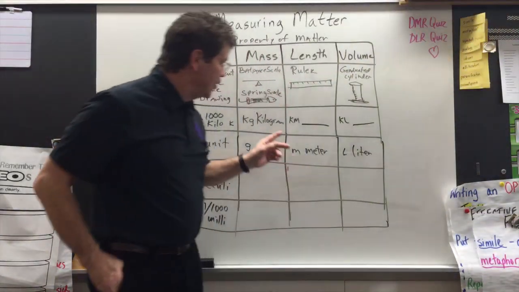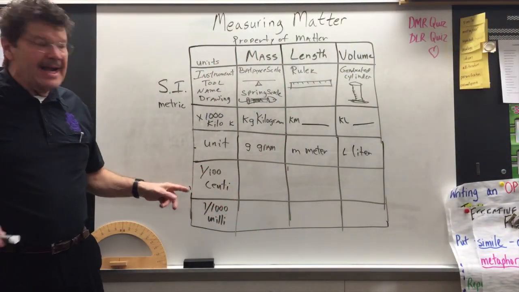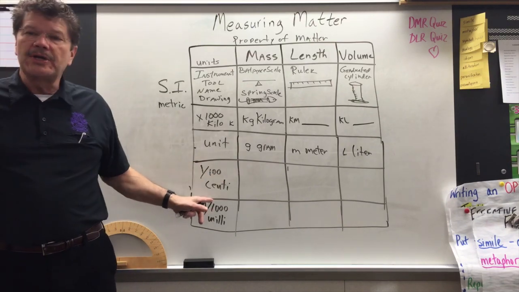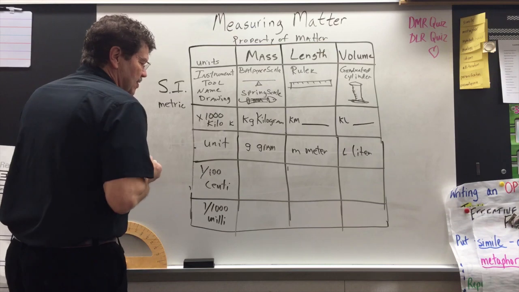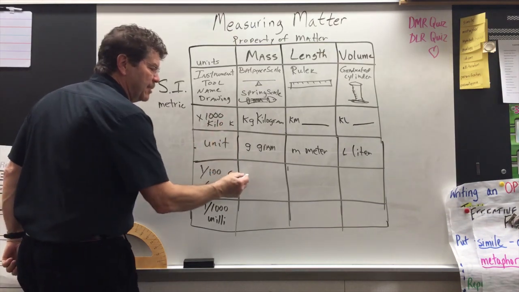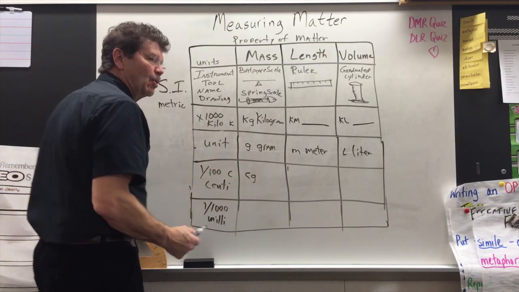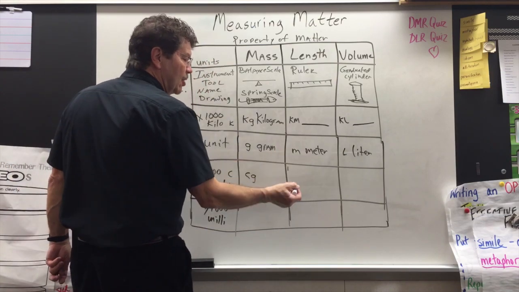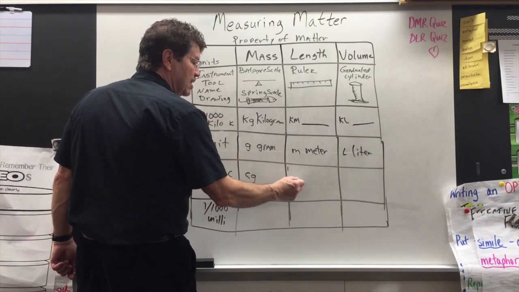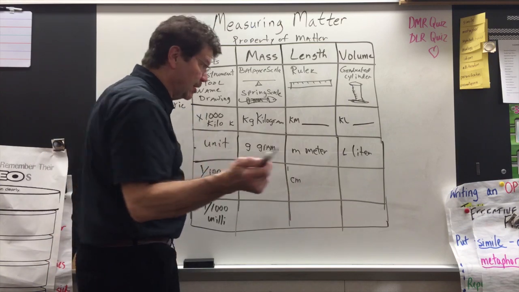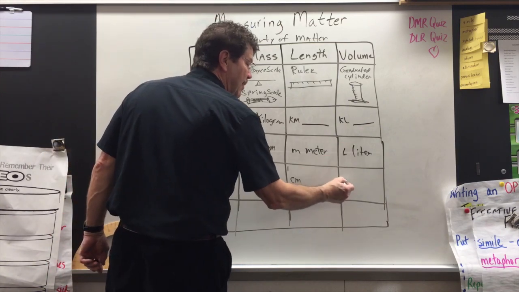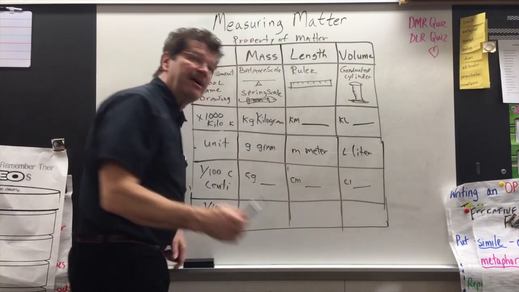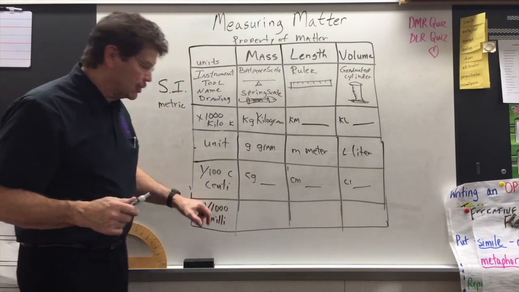So if we divide something by 100, we call it centi, which is C. So tell me this. You take a gram, you divide it by 100, it's a CG. What is that? Centigram. Right. If you take a meter, you divide it by 100, it's centimeter, CM. If you take a liter, divide it by 100, what's that? Centiliter. You see a pattern? Let's do one more.